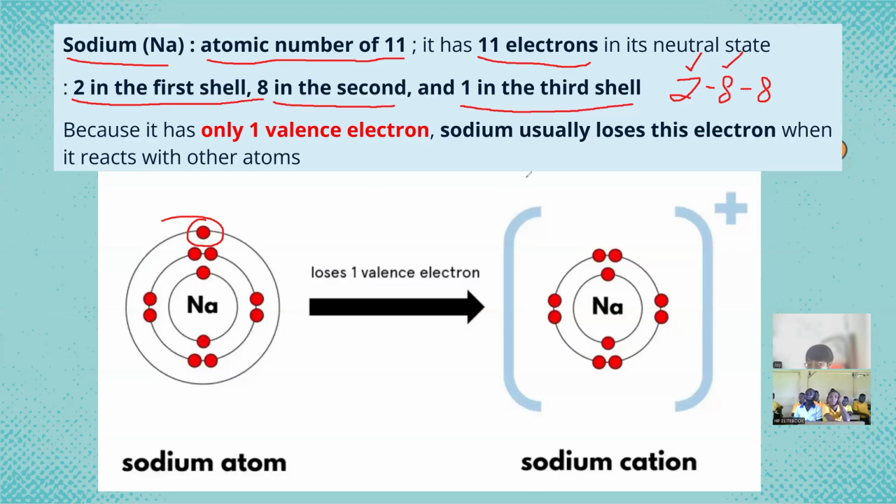And because sodium has 1 additional electron on the valence shell, it wants to get stable into this 2-8 structure. So how can it do that? Sodium tends to take out this electron. It wants to get rid of it. So once this electron is removed or given off to another atom, then it turns into this structure, Na+.